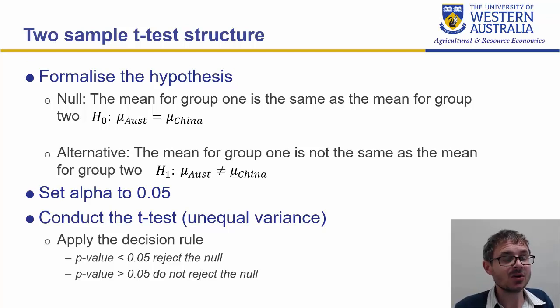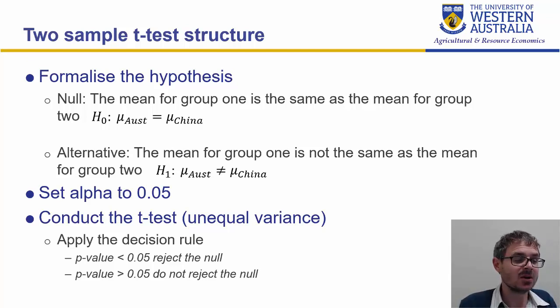So I'm happy for you at this stage to just use generic group 1, group 2, but you might want to think about taking some ownership of the problem and saying, well, the mean energy density of the coal in China is the same as the energy density of the coal in Australia, or something. You could think about framing these null and alternate hypotheses in terms of the language that makes sense for the context that we're working on.